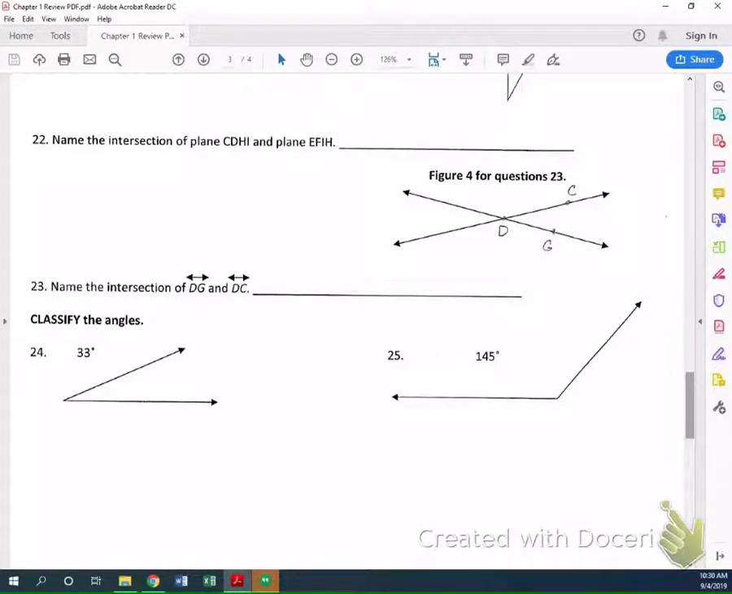2 planes intersect to make a line. 2 lines intersect to make a point. What's the point in this one? Vertex. Point D.